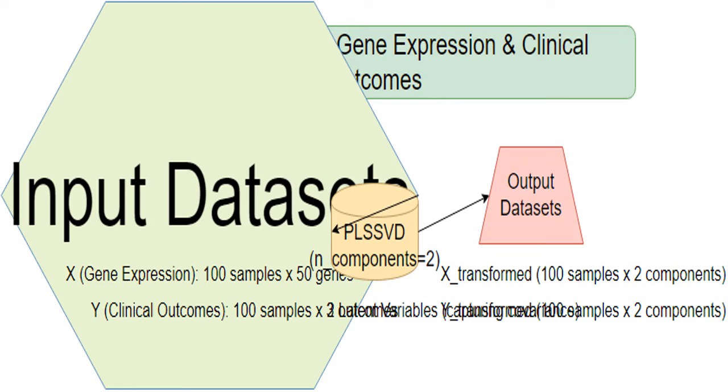I'm looking at 2 datasets. X represents gene expression levels, and Y represents clinical outcomes. Think of X as a table with 100 patients, rows, and 50 different genes measured for each patient, columns. Y is a similar table, but instead of genes, it holds 3 clinical outcomes for each patient. We want to see how these 2 things relate to each other.